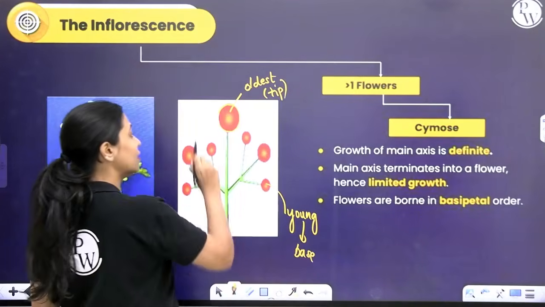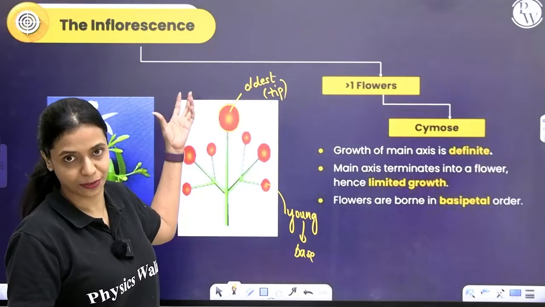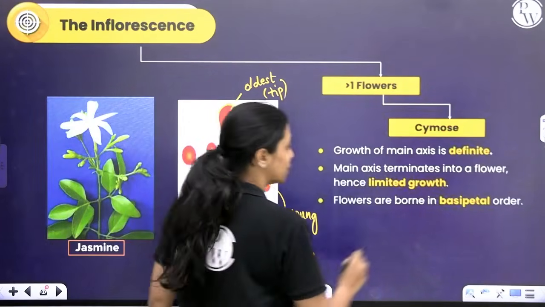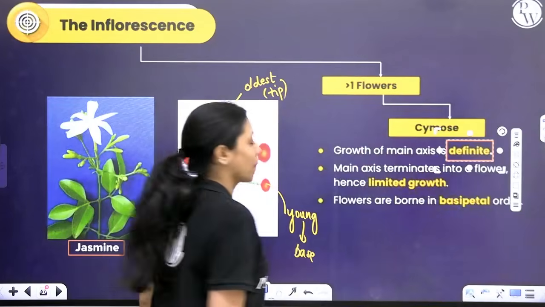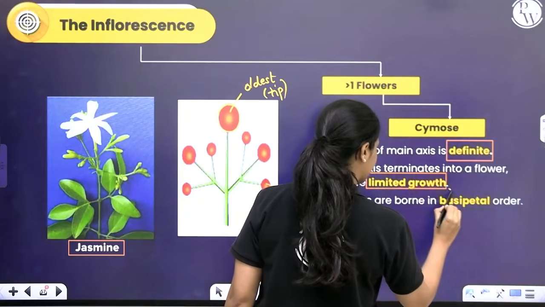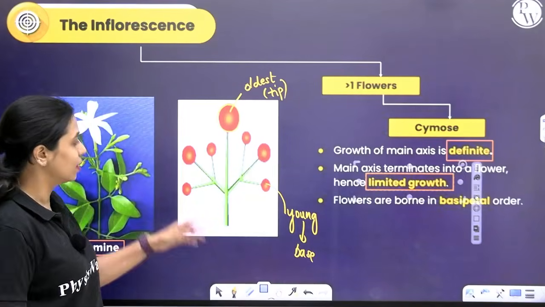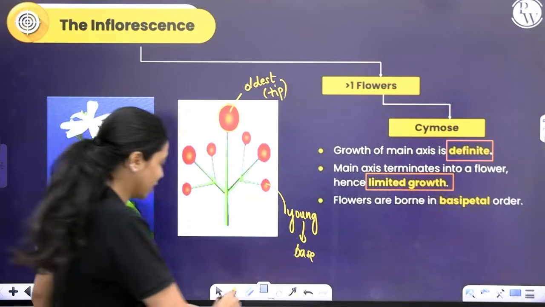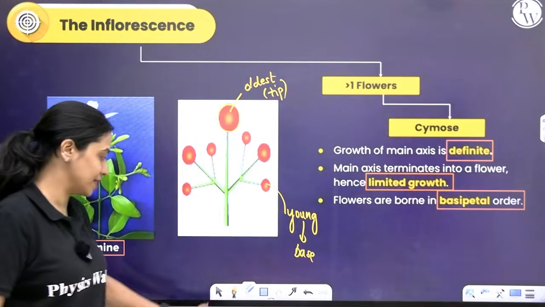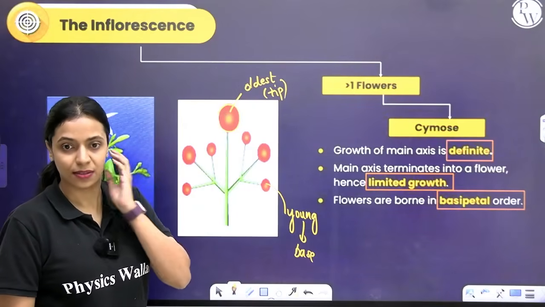Since the floral axis terminates with a flower, here you do not see indefinite growth. Here the growth is definite. And you can say that the growth here is limited. Okay. So the flowers here are born in a basipetal succession or basipetal order. What that means is the oldest flower is at the tip and the younger ones are towards the base.